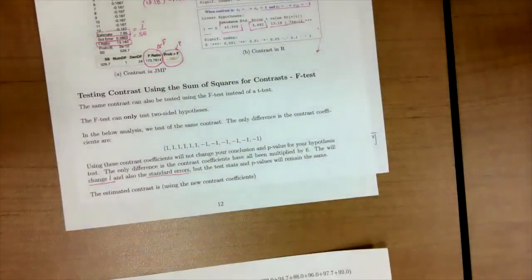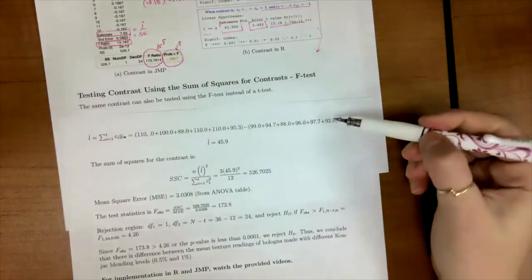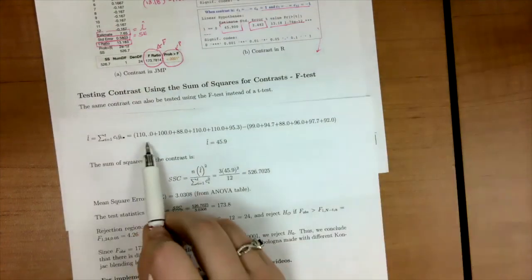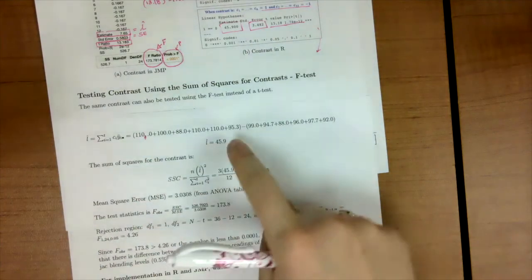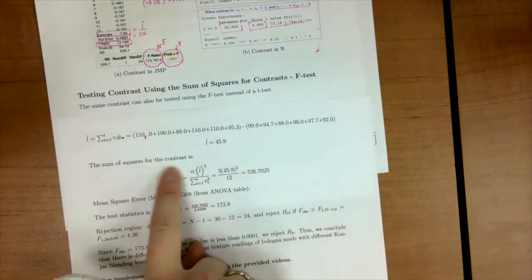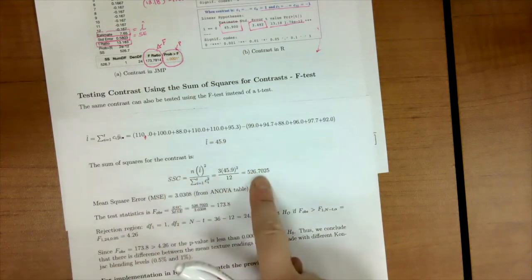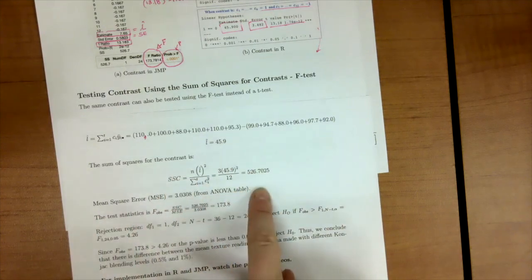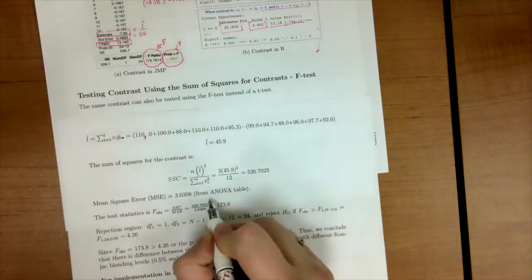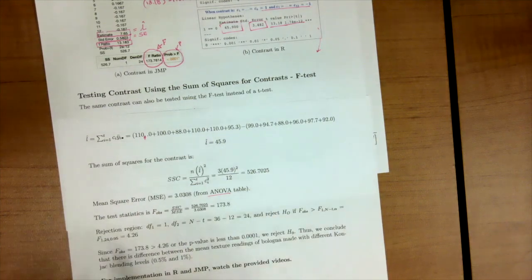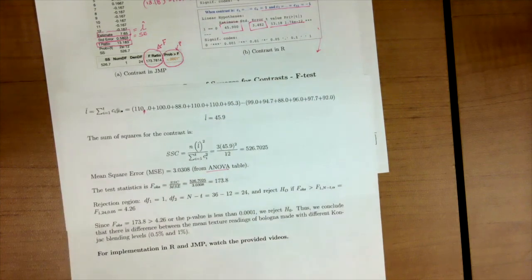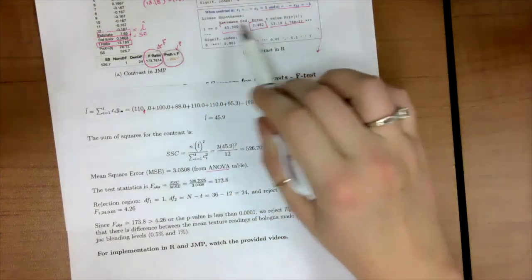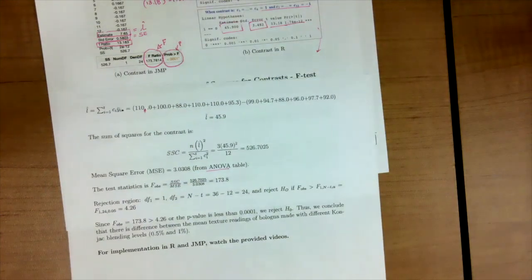The remaining part of this lecture is kind of going through the hand calculation. So again, we can notice we get our L hat, we get our sums of squares contrasts here, we get our MSE from the ANOVA table. This is key, you're getting it from the ANOVA table. You could use the rejection region or the p-value. I recommend p-value because you can use software. Again, for implementation on how to get these contrasts, watch your respective videos.